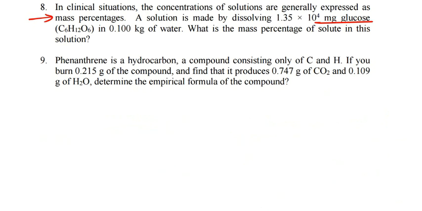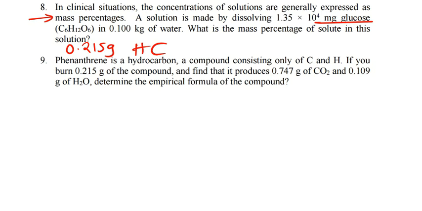Now question 9. Phenanthrene is a hydrocarbon, implying it's only made up of hydrogen and carbon, a compound consisting only of carbon and hydrogen. If you burn 0.215 grams of the compound and find that it produces a given mass of carbon dioxide and a given mass of water, we have to determine the empirical formula of the compound. This is combustion analysis.